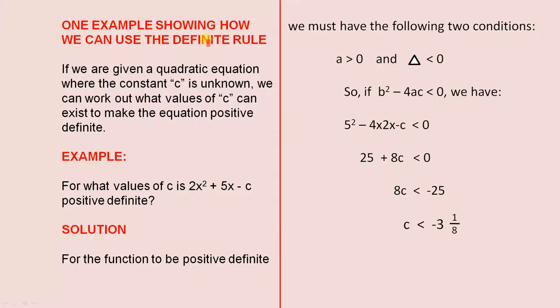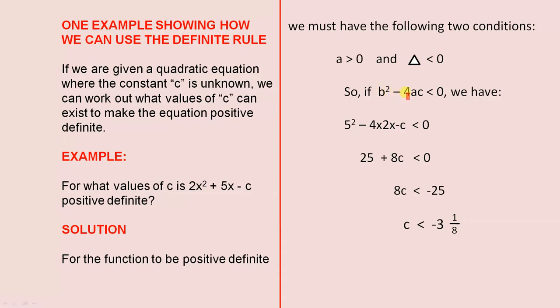One example showing how we can use the definite rule. If we are given a quadratic equation where the constant c is unknown, we can work out what values of c can exist to make the equation positive definite. For what values of c is 2x squared plus 5x minus c positive definite? The solution? For the function to be positive definite, we must have the following two conditions. a has to be greater than 0 and the discriminant is less than 0.